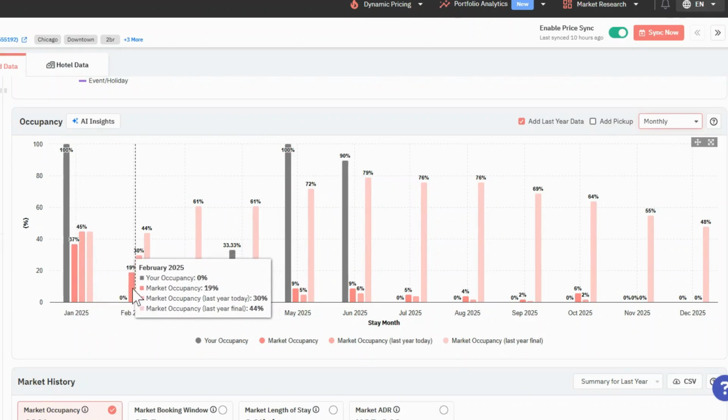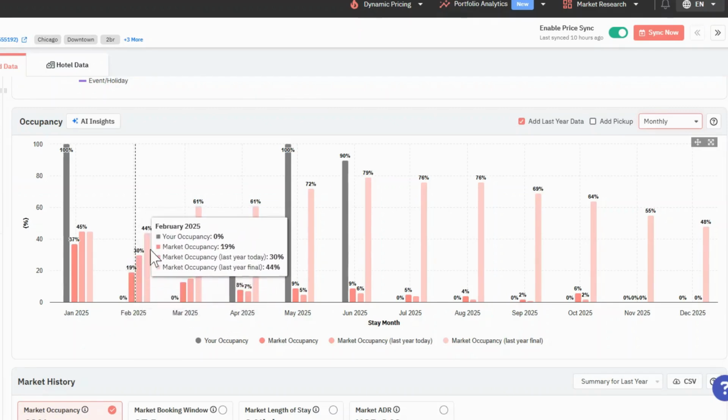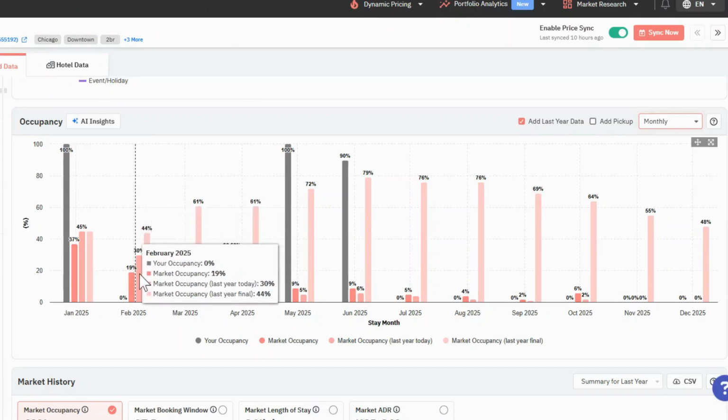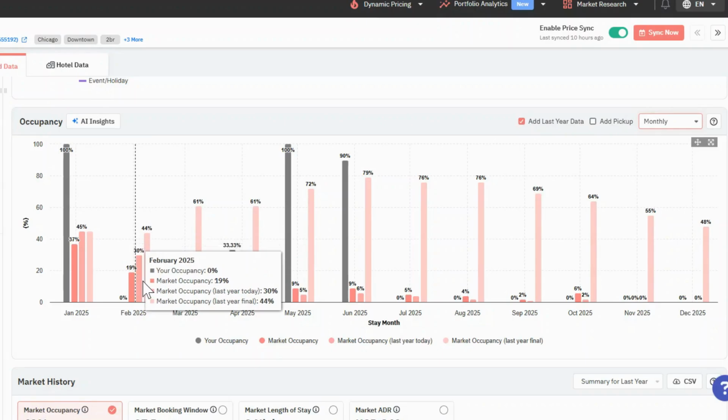Looking at February's data, we see that this property has an occupancy rate of 0%, while the market stands at 19%. A comparison with last year's data reveals that the market is lagging behind. Last year, as of today, the market was already at 30% for February and ended the month at 44%. This could suggest that reaching the same performance level could be challenging and that something in the market has caused the occupancy to lag behind.